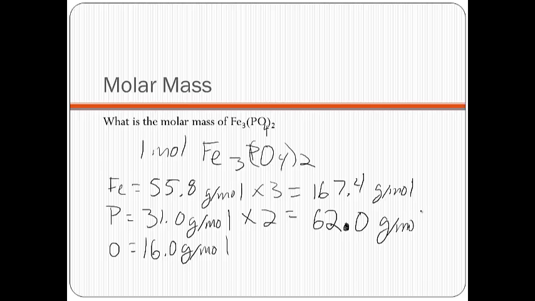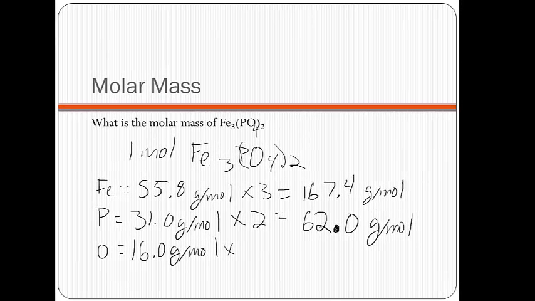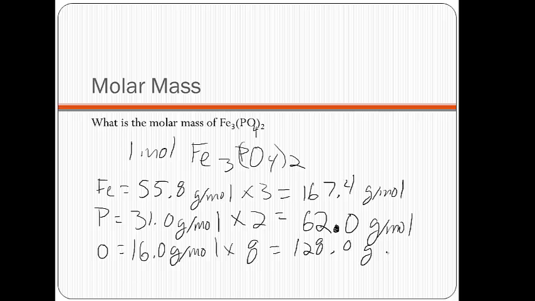62.0 grams per mole. Lastly, be careful with this oxygen. We have a 4 here, but a 2 outside the parentheses multiply, so we actually have 8 oxygens. So 16 times 8 is going to give us 128.0 grams per mole.